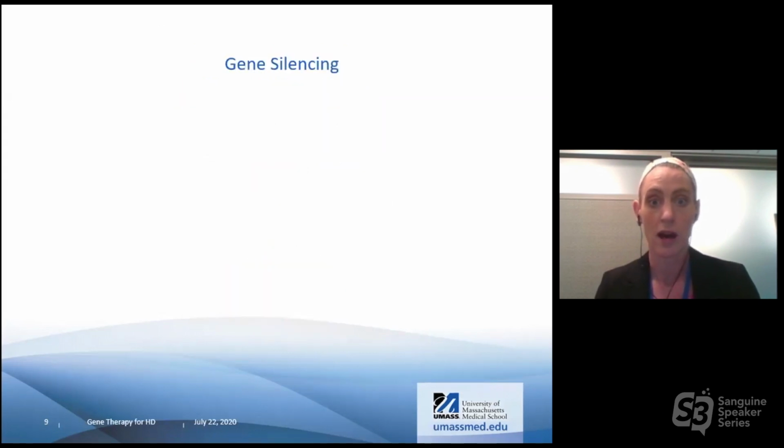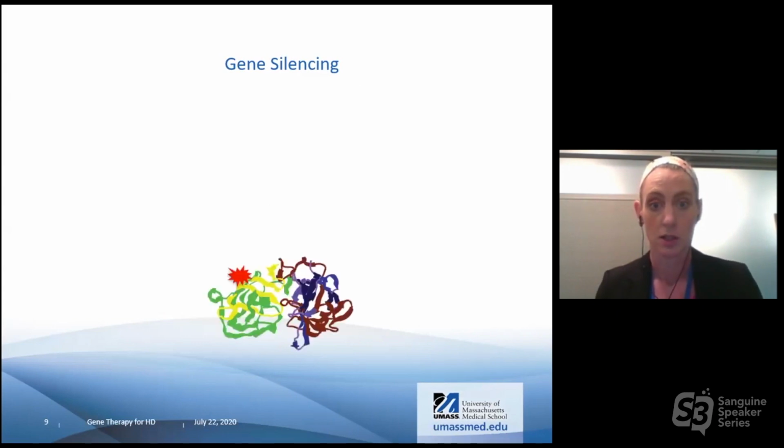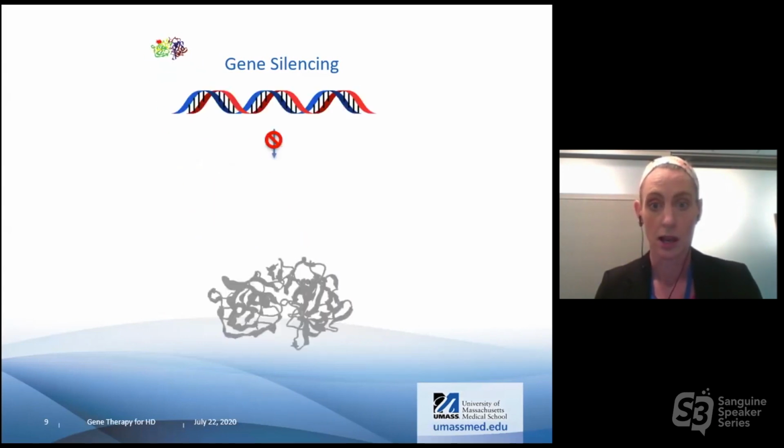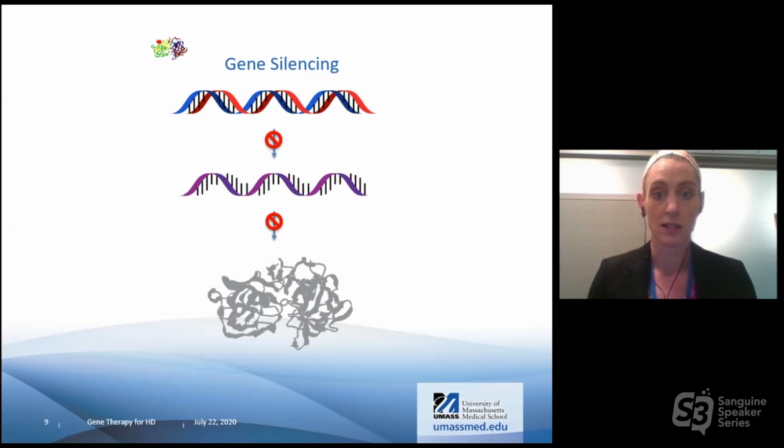If you have an abnormal protein, or you want to get rid of the gene product, then you're going to introduce this other type of nucleic acid that's going to inhibit the mRNA. So basically what happens is the mRNA gets cut and then you don't get a protein.